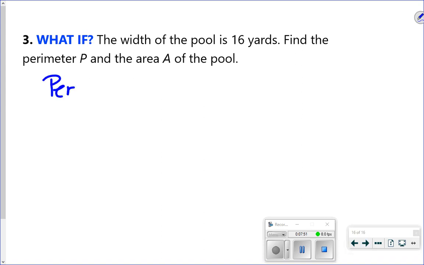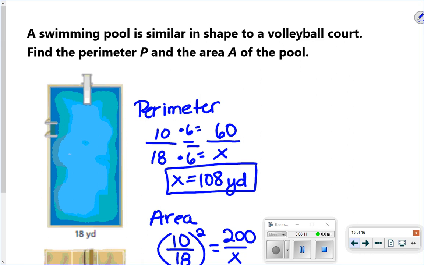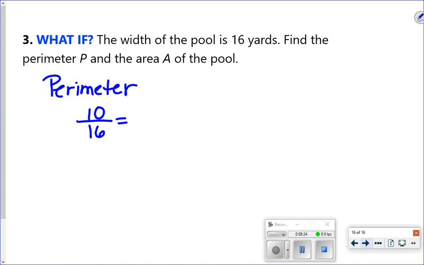Okay, so the perimeter. Top is still going to be 10 on these problems, but now instead of 18 on the bottom, my width is 16. So I am doing 10 over 16. Okay, and I'm going to go back a second just to double check here. Okay, so yep, I've got 10 and 16. It looks like my original for my volleyball court was 60 for my perimeter. So I'm going to come back over. I'm going to put 60 over x.